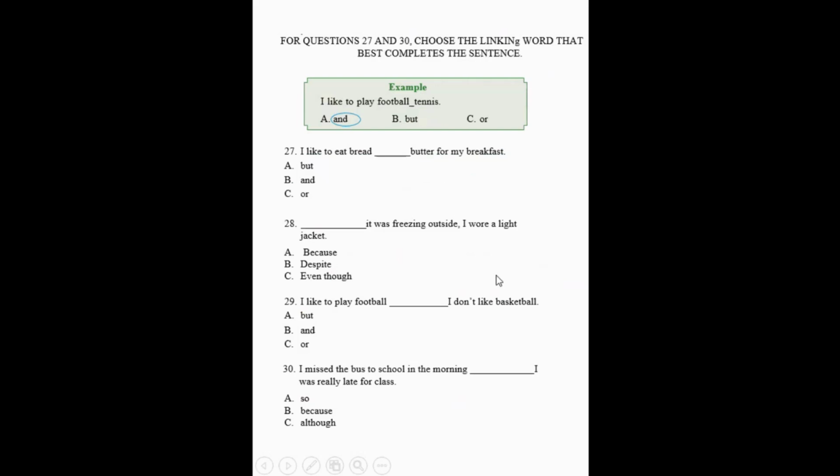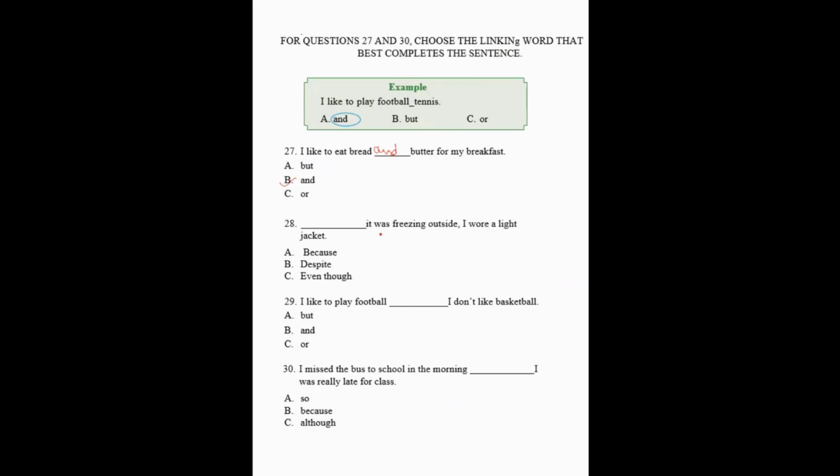Now, coming to the next one. From question number 27 to 30, choose the linking word that best complements the sentence. All right. I like football and tennis. This word is completing the sentence by joining two words. I like to eat bread and butter for my breakfast. It would be "and", bread and butter.